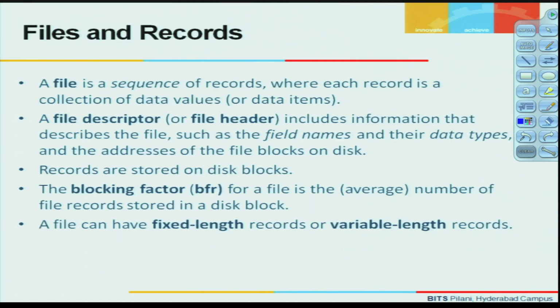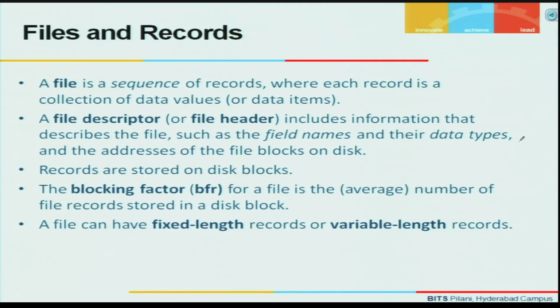We understood that the data pertaining to a relation is stored in a file. A file is a sequence of records where each record is a collection of data values or data items. Every file will have a file descriptor, which is also called a file header, which includes information that describes the file, such as the field names and their data types and the addresses of the file blocks on the disk.